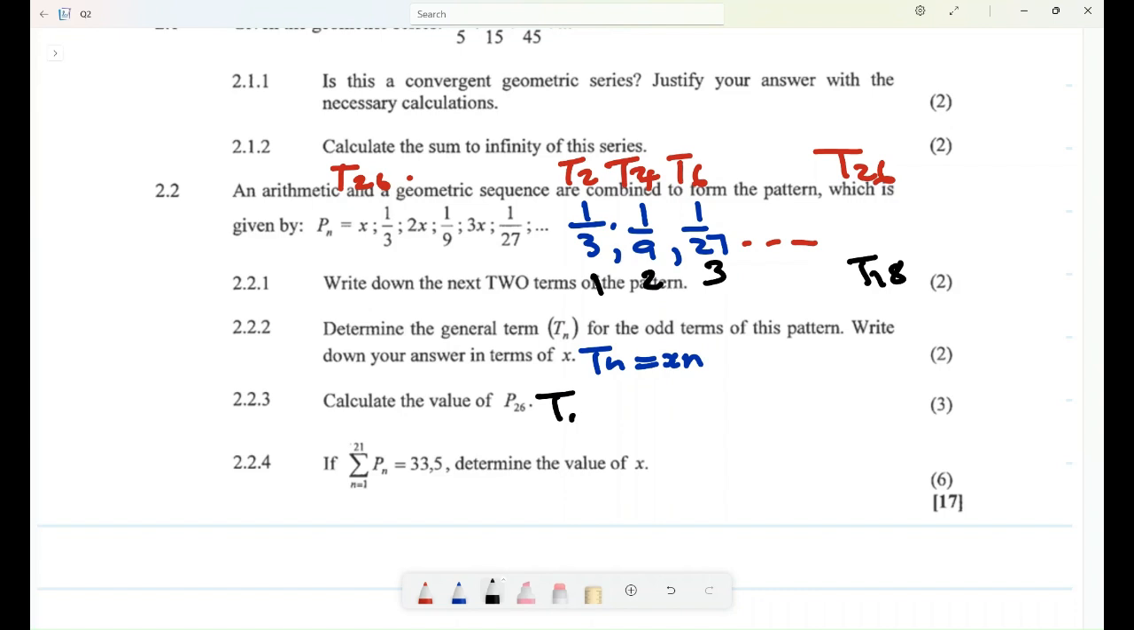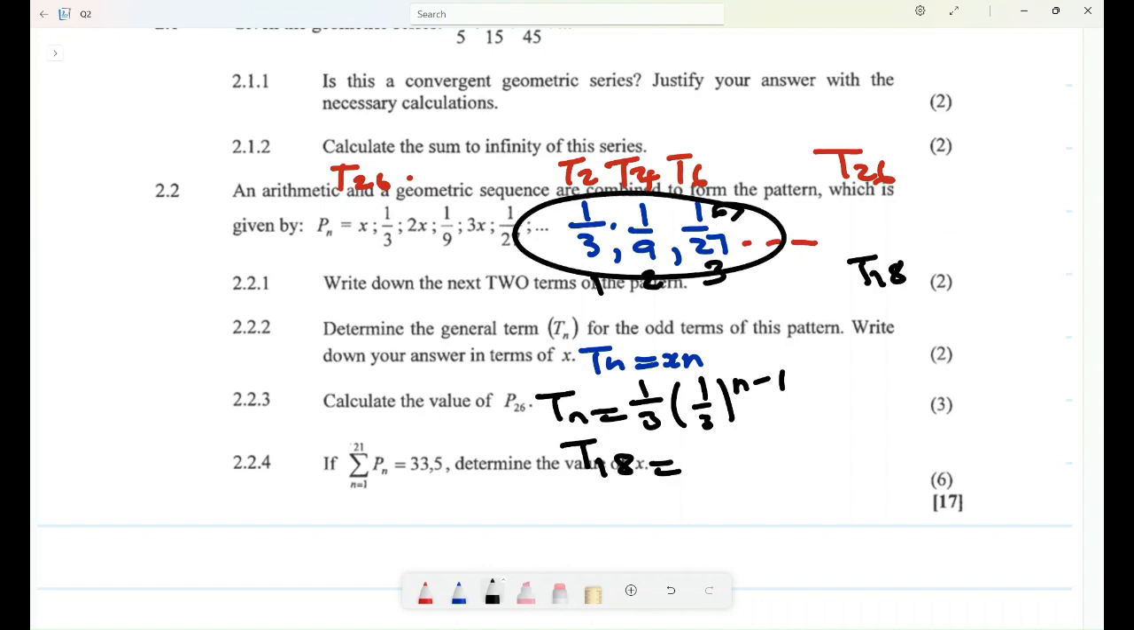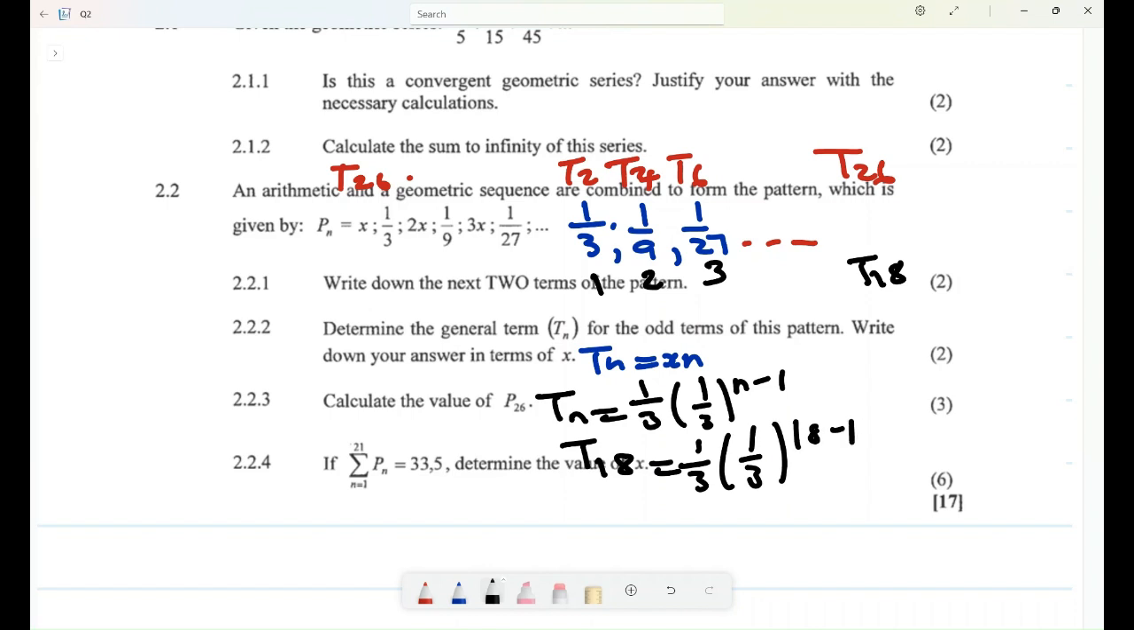So I want Tn first. I found it is 1 divided by 3 times 1 divided by 3 to the power of n minus 1, but specifically I now want term number 18 on this sequence. Therefore I get 1 divided by 3, 1 divided by 3 to the power of 18 minus 1. Can I just substitute that now and see how much I get?